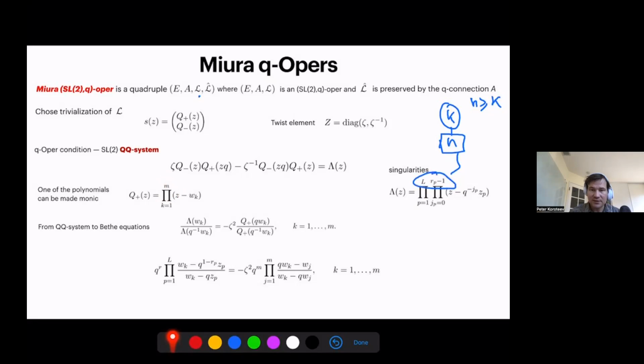So there are some inequalities on these numbers. There are no such in the 3D N equals 4 theory. There is no such thing in Opers. So in that sense, it provides a generalization. It's a much bigger space. So the space of Opers is much bigger than the K theory of the Q varieties, right?